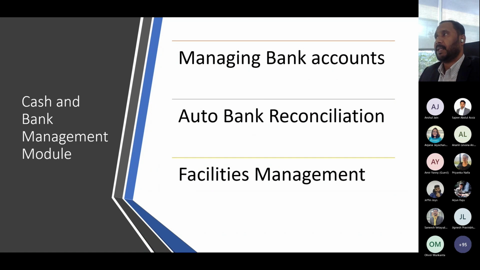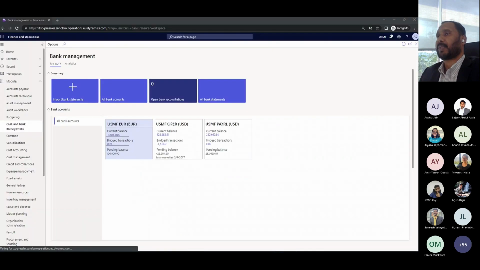Wherever it matches the bank statement, it does automatic reconciliation. The rest, people can do manual reconciliation. Then using the cash and bank management module, you can use facilities like letters of guarantee and letters of credit, whether it's an import LC or an export credit LC. All these things can be managed using the cash and bank management module.